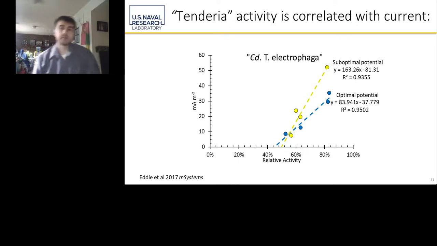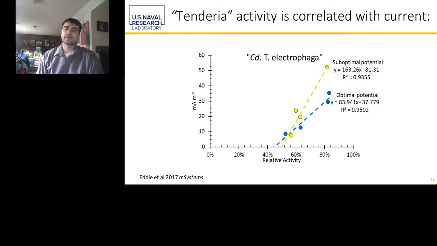And then we can also look at how the percentage of activity in Tenderia is correlated with the amount of current being generated. So even though this is a relatively reproducible bacterial community, there's still a lot of variability. Our reactors will range from around 10 milliamps to 50 milliamps, depending on just how things shake out and how the community develops.